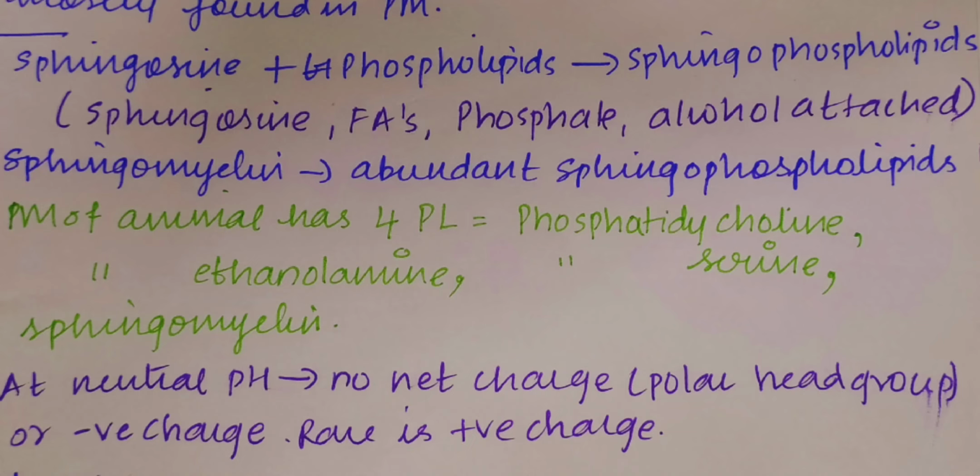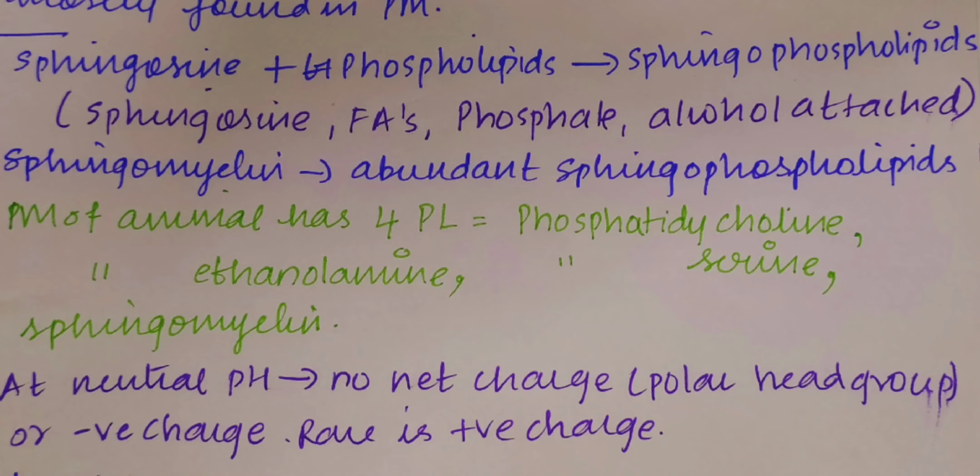Here in the sphingophospholipids, this is the same, but the only difference is that instead of glycerol, here we have sphingosine. That is sphingosine, fatty acids, phosphate, and an alcohol attached to it. So sphingomyelin is one of the abundant sphingophospholipids. Now, the plasma membrane of most animals consists of four types of phospholipids: phosphatidylcholine, phosphatidylserine, phosphatidylethanolamine, and sphingomyelin.